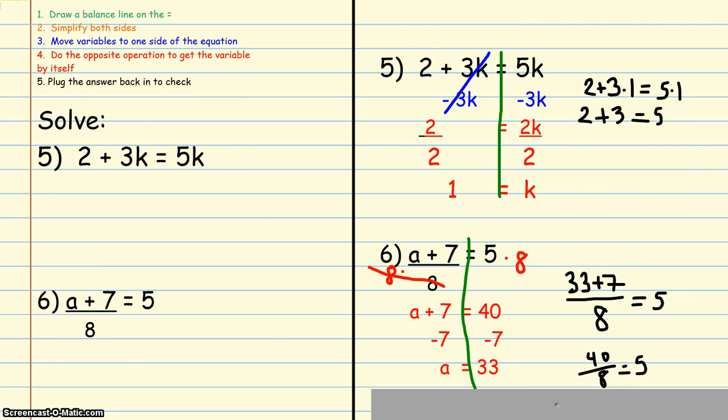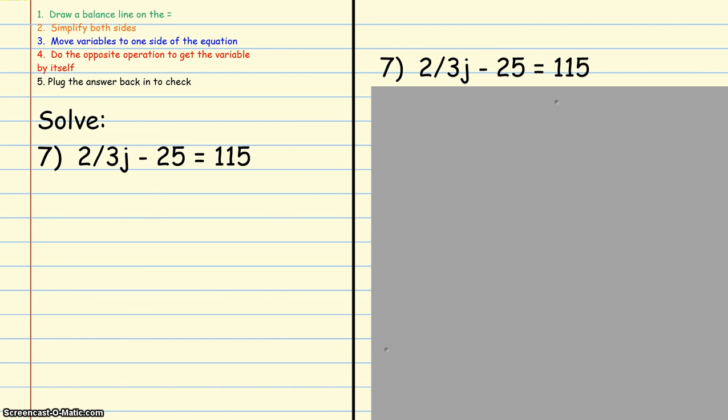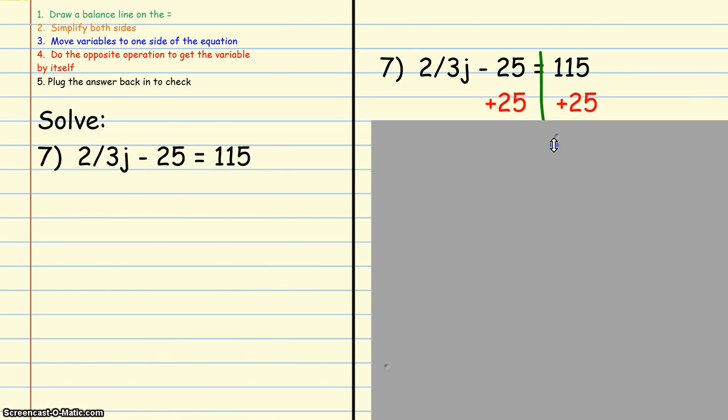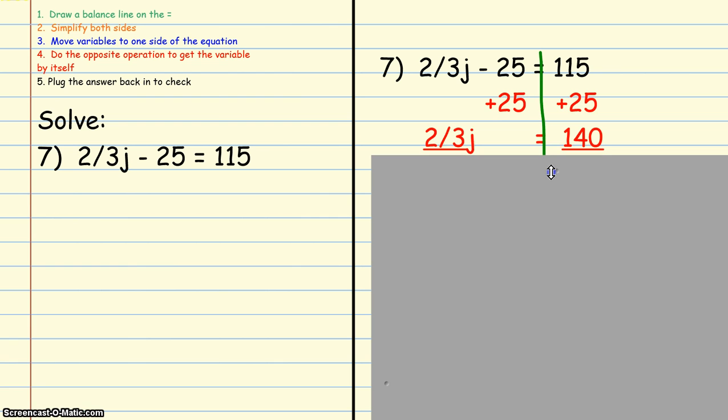All right, one more example, number 7. A little bit more complex yet. We have the fraction 2/3 times j minus 25 equals 115. All right, got my balance line. Simplify. Nothing to simplify. These are not like terms. We only have one variable, so we're going to do the opposite to get rid of things. So we're going to get rid of the minus 25 first. So plus 25 to both sides, and we are left with 2/3 j equals 140.